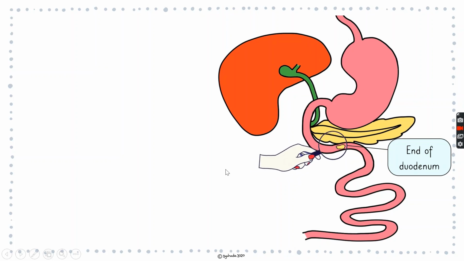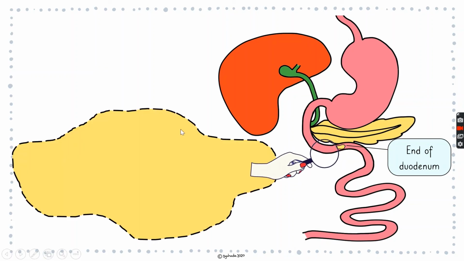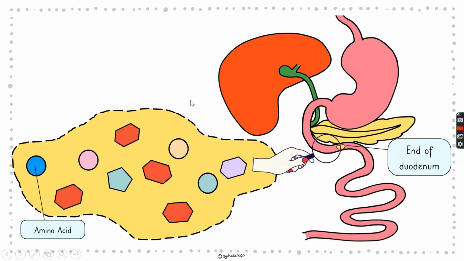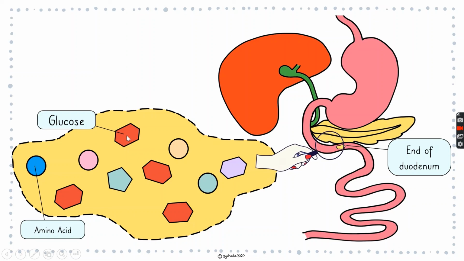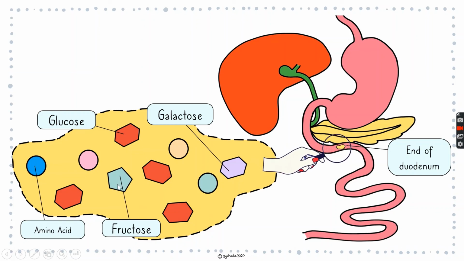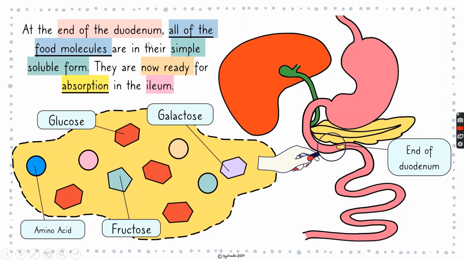So once you look into that, inside the chyme are these very, very small products right here. All the circle ones are amino acids, and the red ones are glucose. We have galactose in purple here, and fructose right there in green. So at the end of the duodenum, all of the food molecules are in their simplest form, and they are soluble. And this is really good because it is now ready for absorption in the ileum.